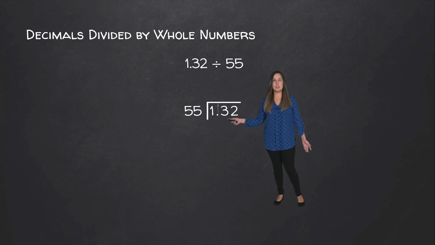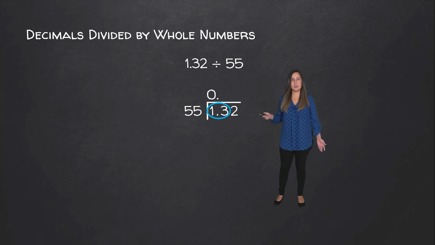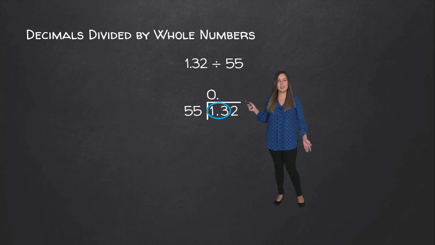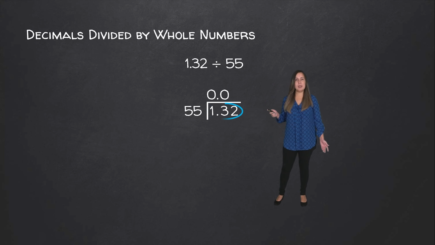So what we're going to do is we're going to bring that up and add a 0 before that, because our answer is going to be a decimal with a leading 0. And then we move on and ask ourselves, how many times does 55 go into 13? Well, it doesn't. And since we already have our decimal point, the next number would then be 0. And then we ask ourselves, how many times does 55 go into 132?